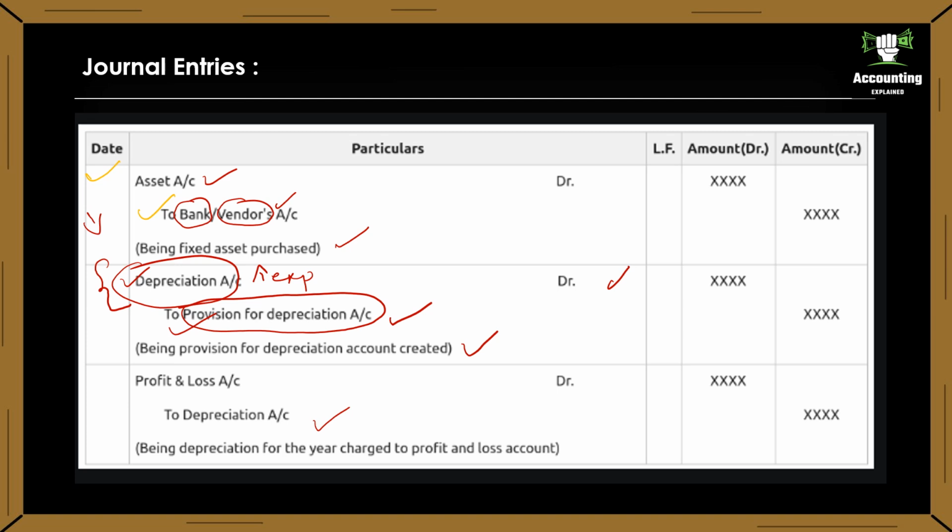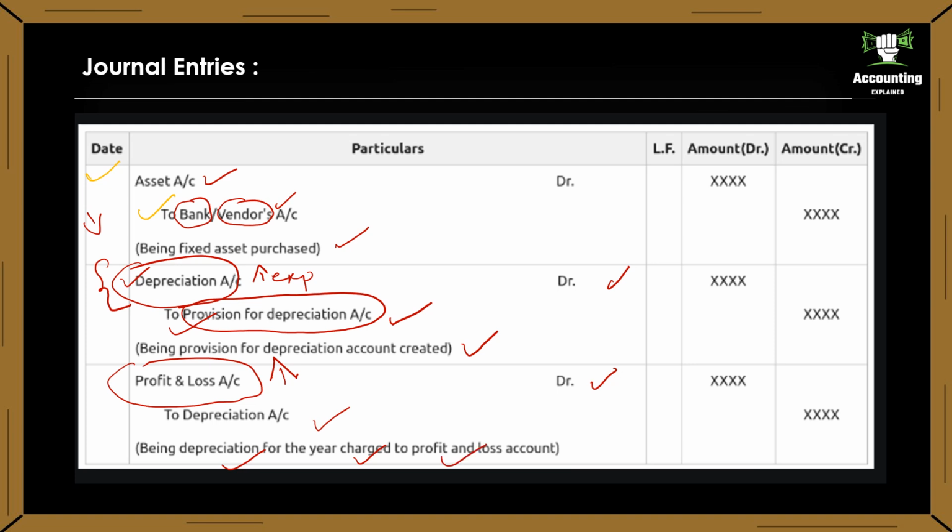Where does it have to be transferred? Obviously it has to be transferred to the P&L account because it is an expense and your profit is going to be decreased. So profit and loss account debit. Your expense is going to increase. That is why profit and loss account is debited. Being depreciation for the year charged to P&L account.